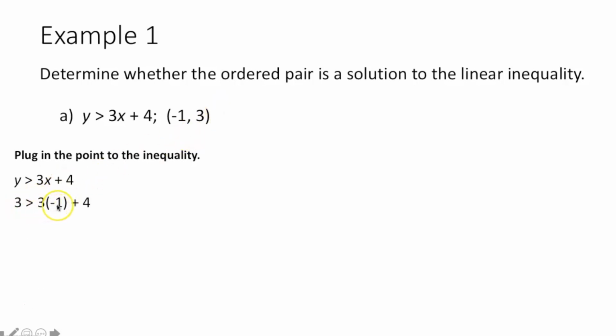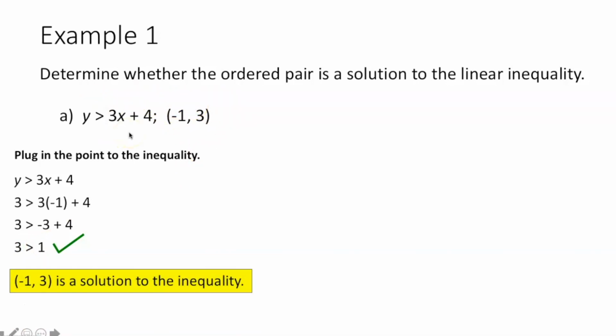Now what's 3 times -1? That's going to be -3. And what's -3 plus 4? That would be 1. Now, is this inequality true? Is 3 greater than 1? Yes, it is. Because it's true, you know that this point is one of the solutions to this linear inequality.